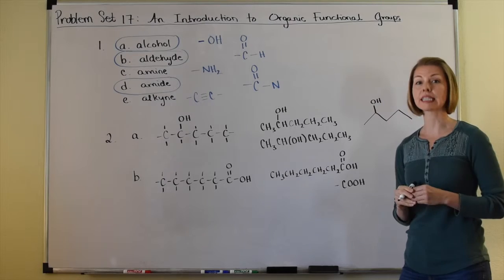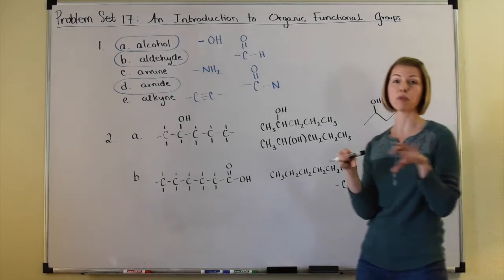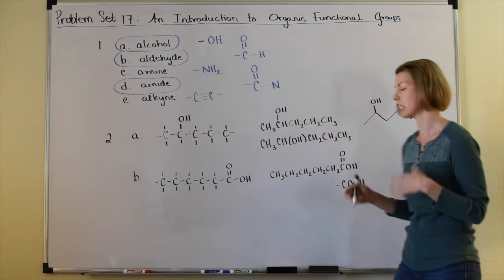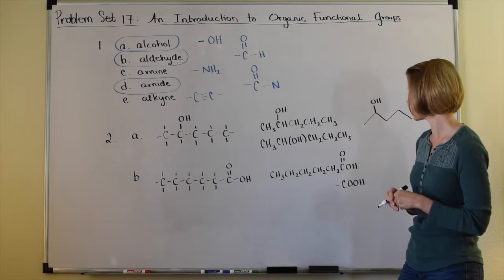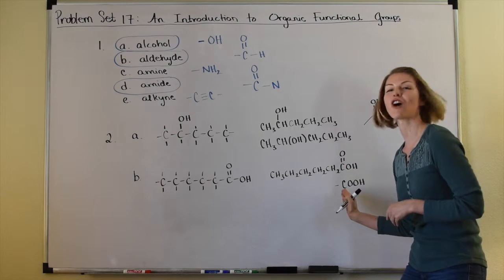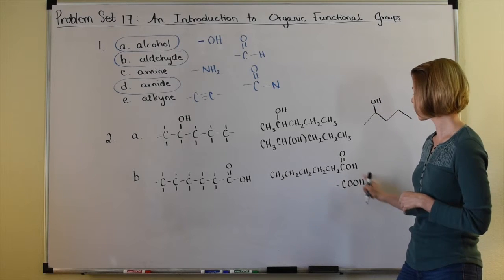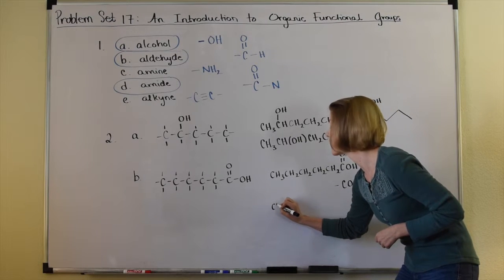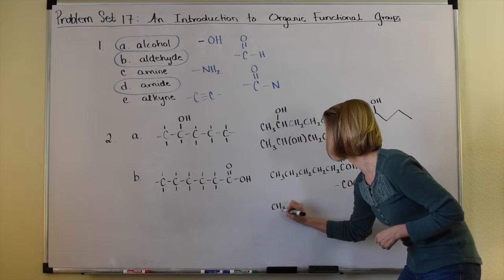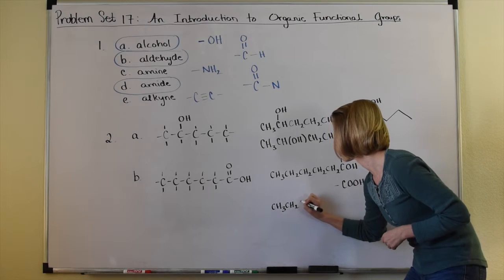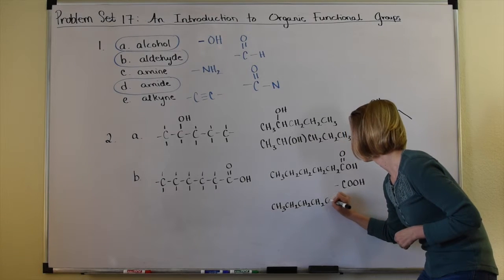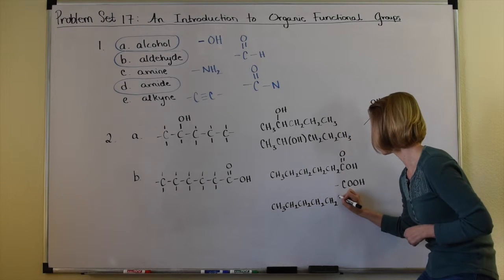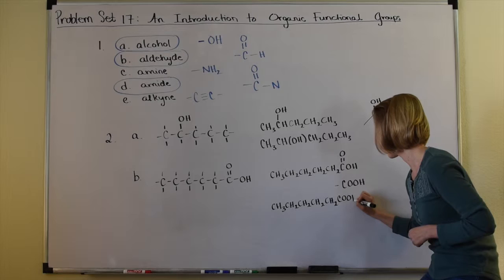And you will probably see it that way, especially, like I said before, if it's being typed out, it's much easier to type this out. I mean, how would you type this out with this double bond here? So let's go ahead and redraw it using this method here for our condensed: CH3, CH2, CH2, CH2, CH2, and then it would just be COOH.